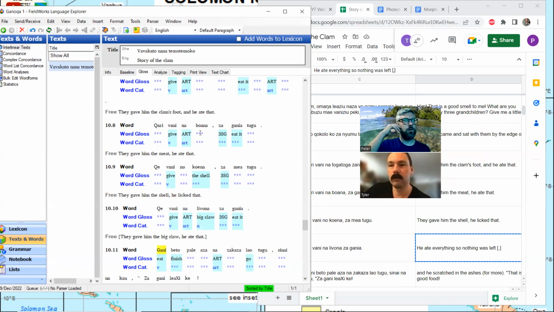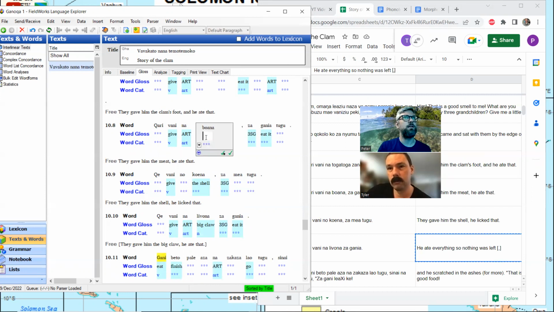Small cultural note for any Western Solomoners listening. I do feel bad saying this word repeatedly, as I know that this word right here, highlighted, boana, is a naughty word in Roviana. I'll leave listeners to guess the interpretation for themselves.